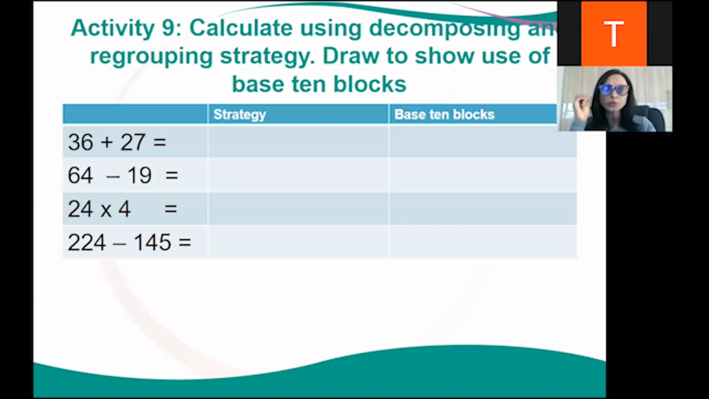Now that you know how to regroup, I want you to calculate using the decomposing and regrouping strategy. Draw to show the use of each of the base 10 blocks. Remember what I said earlier: you cannot draw 1,000 blocks or 100 blocks. So we draw a square to represent the 100 block, a little rod to represent a 10 rod, and a little square to represent the unit. Please solve these problems using the examples from your prescribed book as practice. It's very important that you know how to solve these problems.